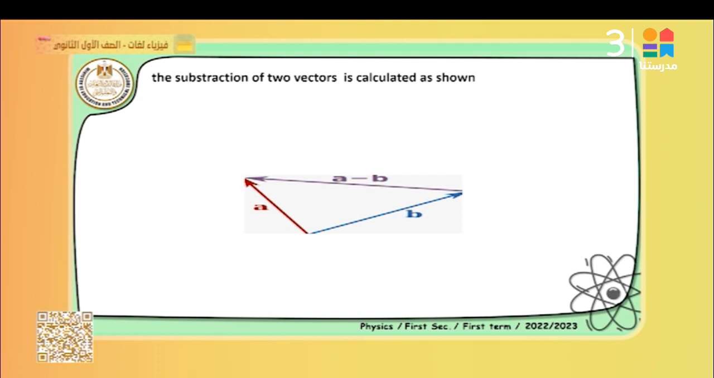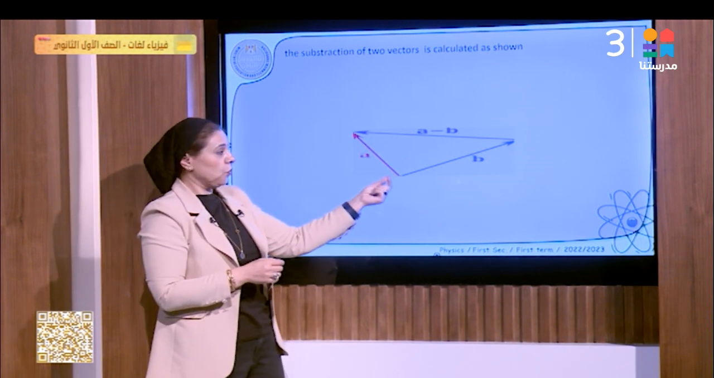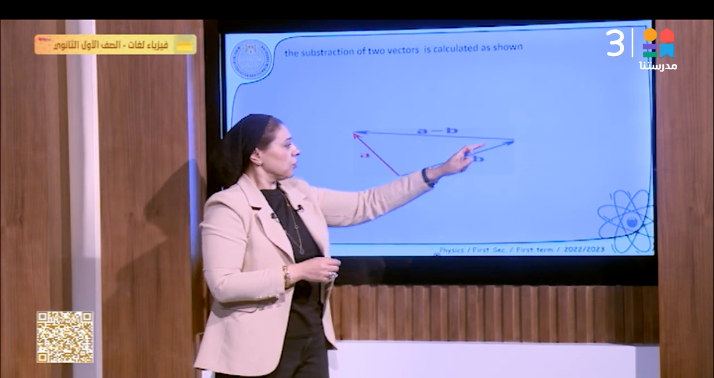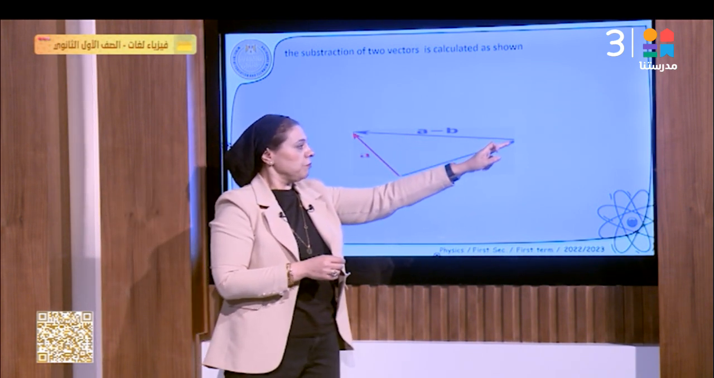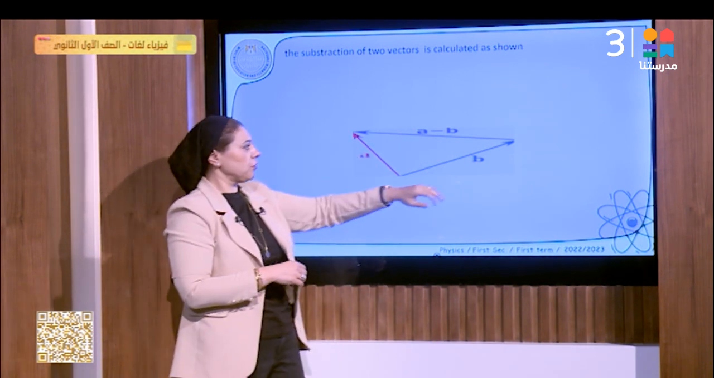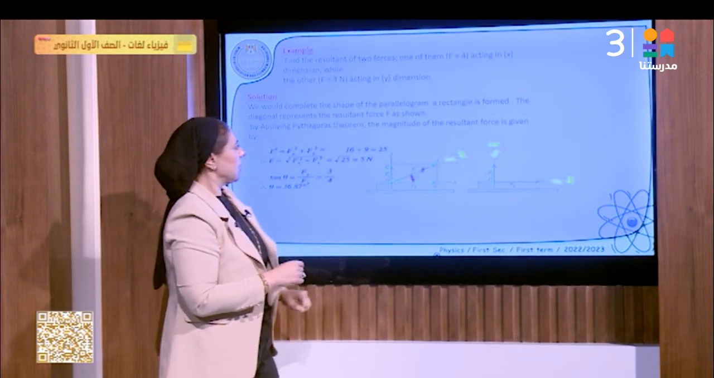This is for the subtraction. If we have the same vector, vector A and vector B, both of them start from the starting point. So A minus B, it's represented by the vector in this direction. Start from the B to A. From B to the A, which is a vector represents the subtraction or A minus B.